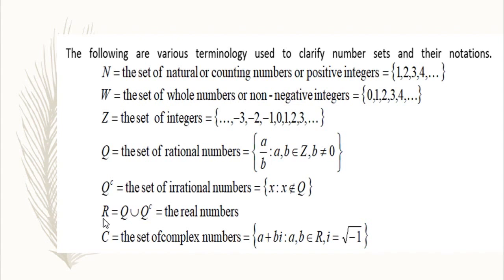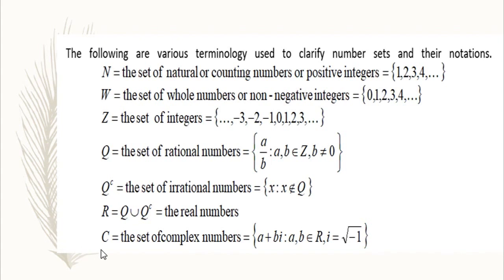Next, we have the capital letter R. This is your real numbers. So, this is the union of your rational and irrational numbers. So, kung isagol nimo ang rational ug irrational, mao na sila ang real numbers.